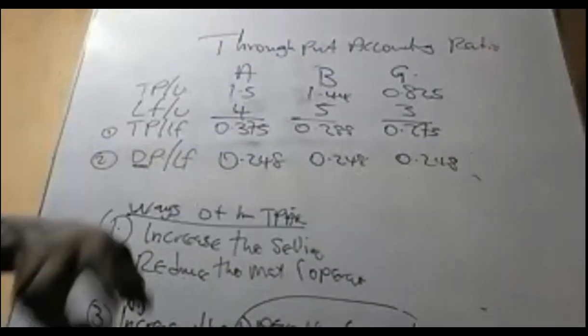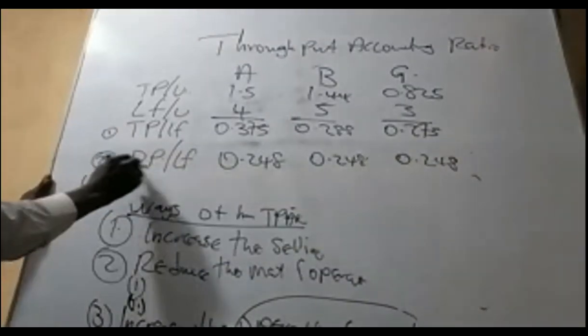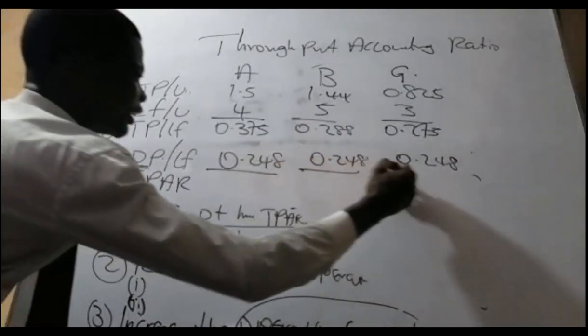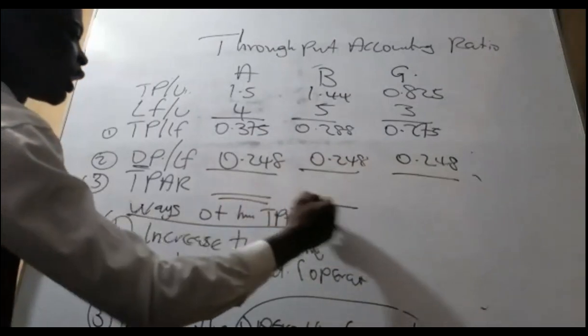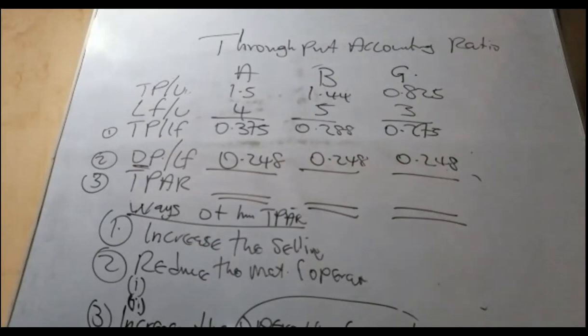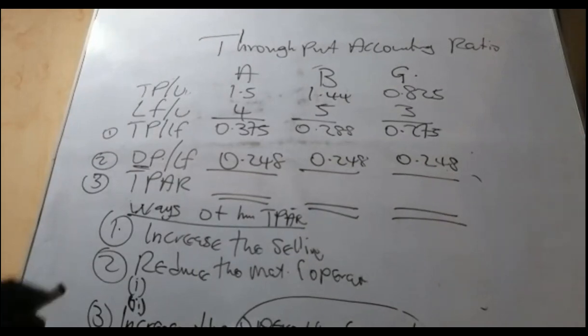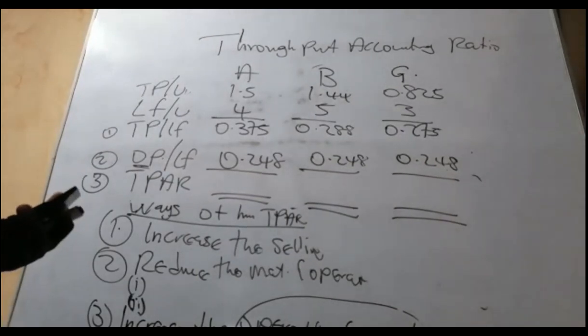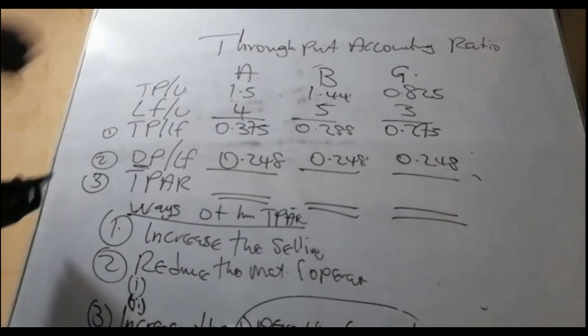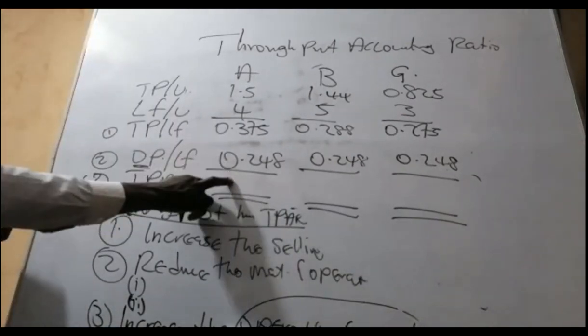And the third one is the throughput accounting ratio. That one is a division, right? That one is a little continuation. So let's see. Here we get something like 0.375 divided by 0.248. That's 1.52. They say 2 decimal places. This is where we need the 2 decimal places.